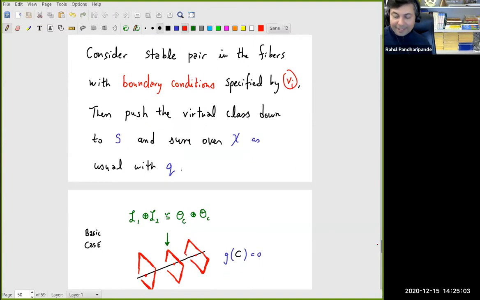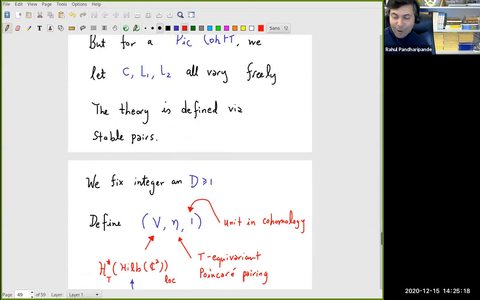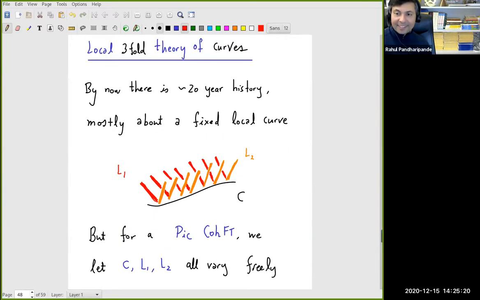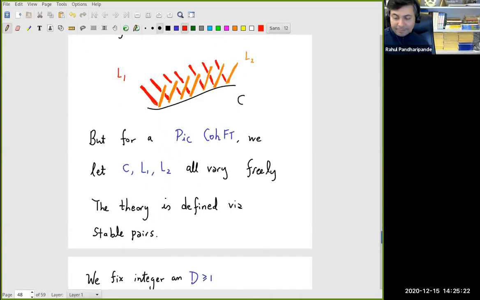Okay, so there's a million things to check, and I will be the first to admit that not all of them have been checked, but I claim that this gives a Picard CohFT in the axioms that I have defined, and in fact, this is the motivation. This is why Andre and I were talking about this thing in 2018.